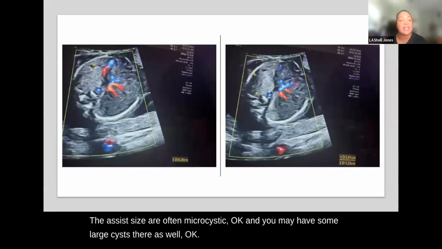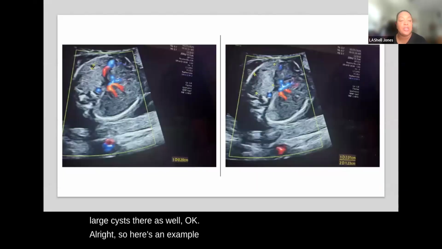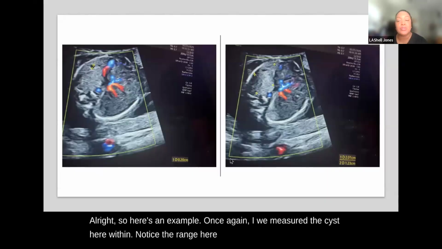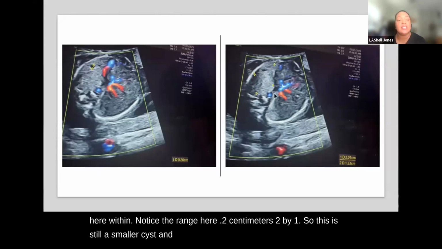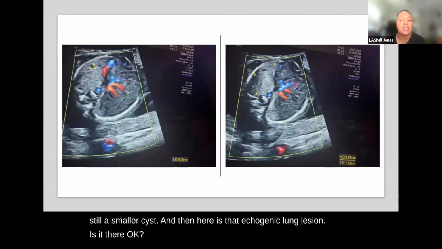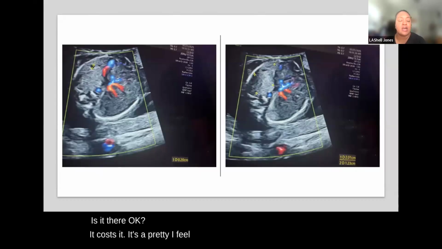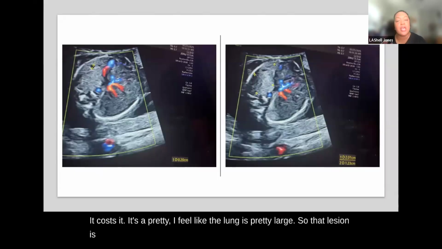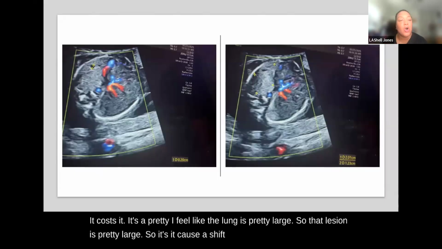All right. So here's an example. Once again, we measured the cyst here. Within, notice the range here, 0.2 centimeters, 2 by 1. So it's still a smaller cyst. And then here is that echogenic lung lesion presented there. I feel like the lung is pretty large. So that lesion is pretty large. So it caused a slight shift of the heart in this demonstration.